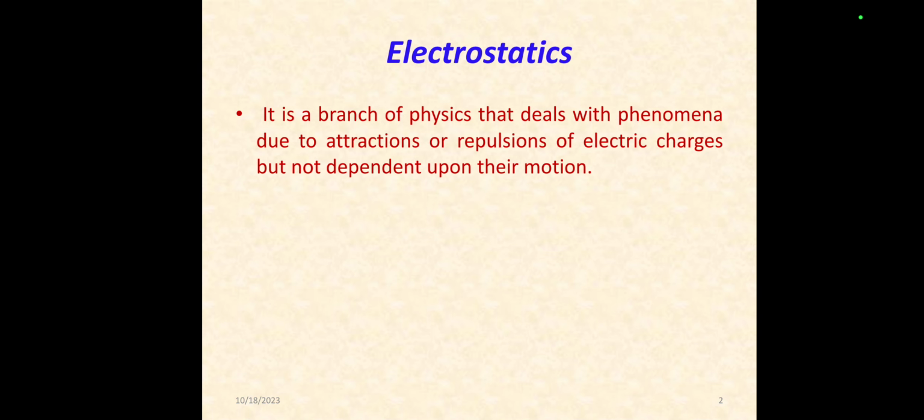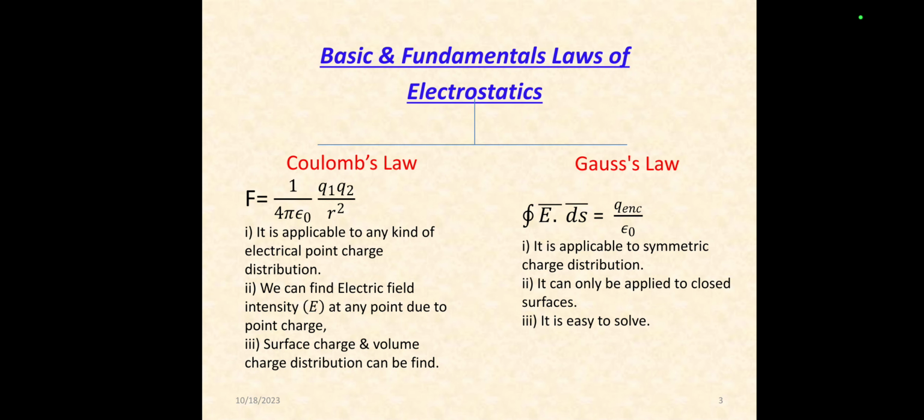So what is meant by electrostatics? It is a branch of physics that deals with phenomena due to attraction or repulsion of electric charges, but not dependent upon their motion. So electrostatics is nothing but the study of electric charges which attract or repel each other and which are not dependent upon their motion. That means the charges have a random motion. Okay, so these are the basic fundamental laws of electrostatics.